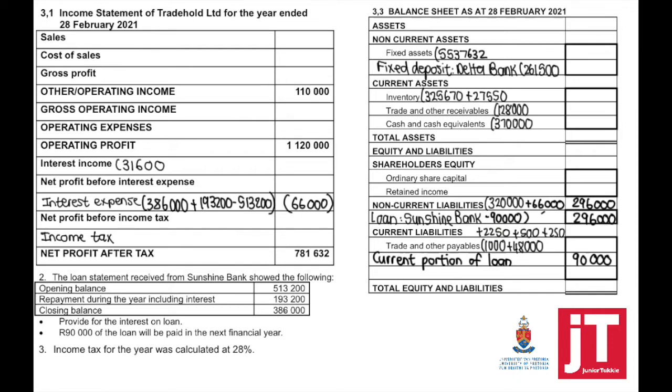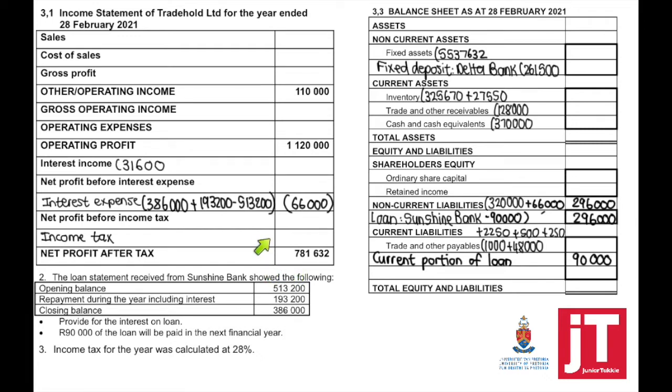On the face of the balance sheet, you could have also just taken the closing balance minus the current portion of loan, the 90,000, and that will equal exactly the same answer. Income tax for the year was calculated at 28%. They provided you with the net profit after tax.